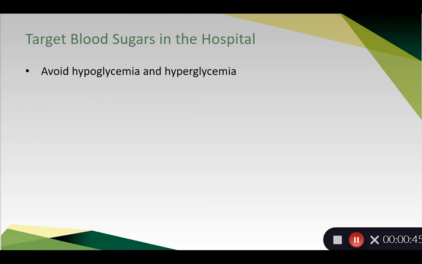Now, target blood sugars in the hospital are a little bit different and sometimes depend on the reason the patient is admitted or any procedures they're having. But our basic things are that we want to avoid hypoglycemia and hyperglycemia while they're in the hospital. Typically, hospitals identify protocols that are run by specialty teams or glycemic control teams to help aid in this control of blood sugars while patients are hospitalized.